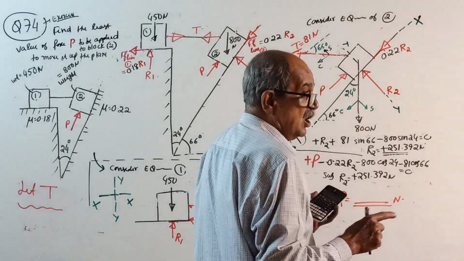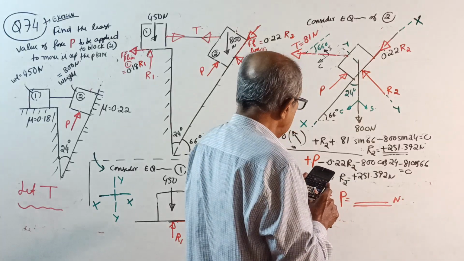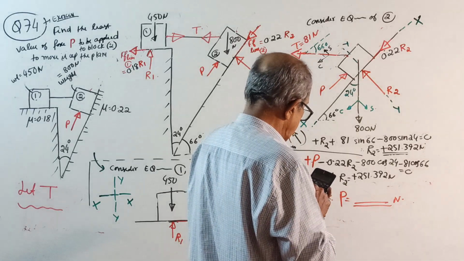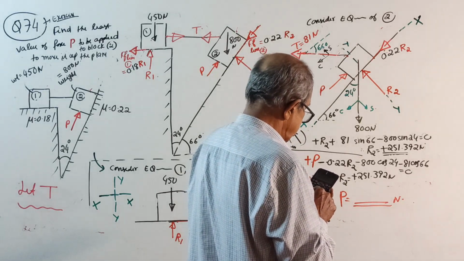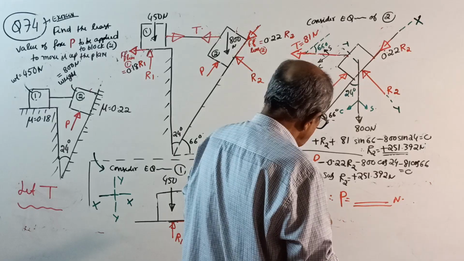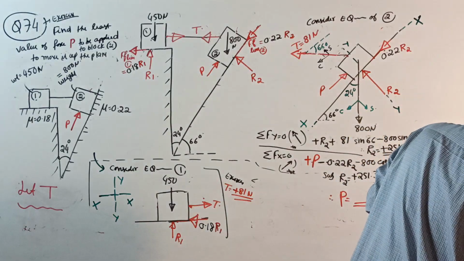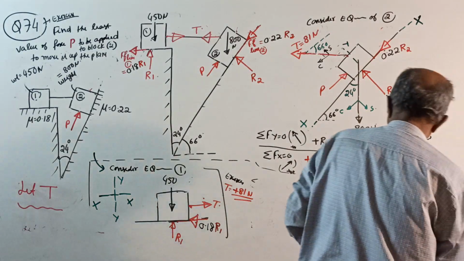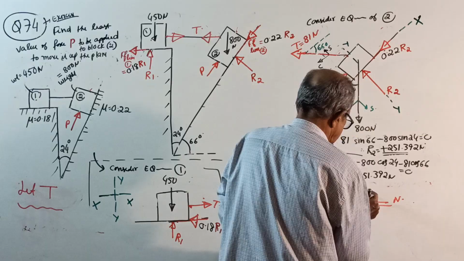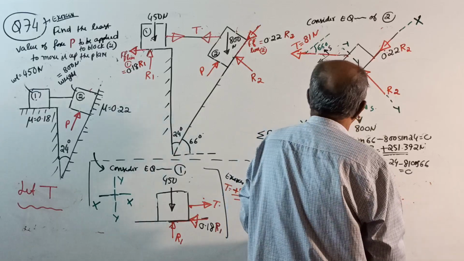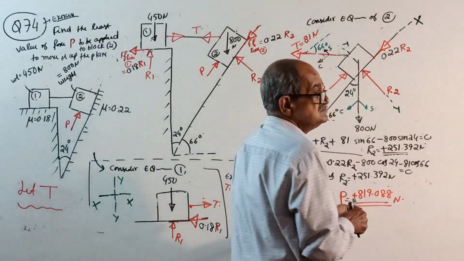My calculator is not working properly. That's why I am doing careful calculation. This is not my usual speed. Plus 81 into cos 66. 819.088. 819.088 Newton. 819.088 Newton is the force required to move it up the plane.